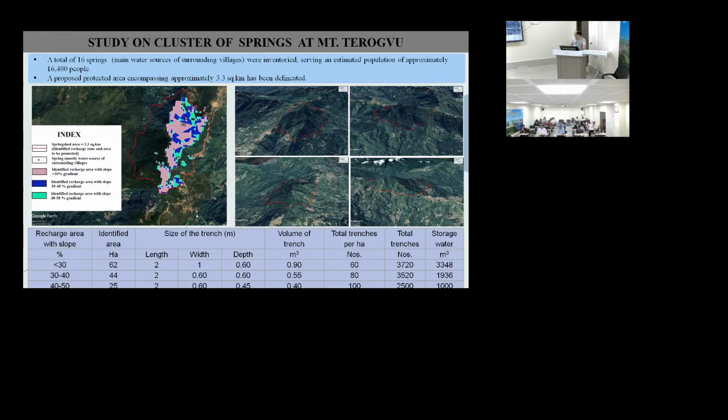We also did some study. In Nagaland, or in some hilly states, if there is a big mound and there is no settlement on that mound, there are usually lots of springs. So we found a cluster of springs in one mound. We call this mound Mount Turugu, and in this mound we found around 16 springs. Around this mound there are 4 or 5 big villages and also a district headquarters. All these springs are the main water source of those villages and the town. So we found that this mound is very important.